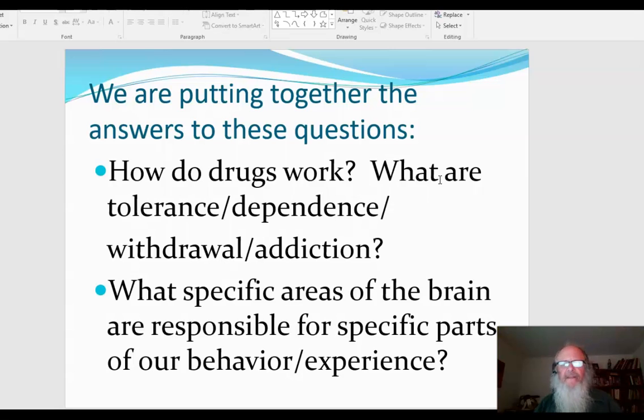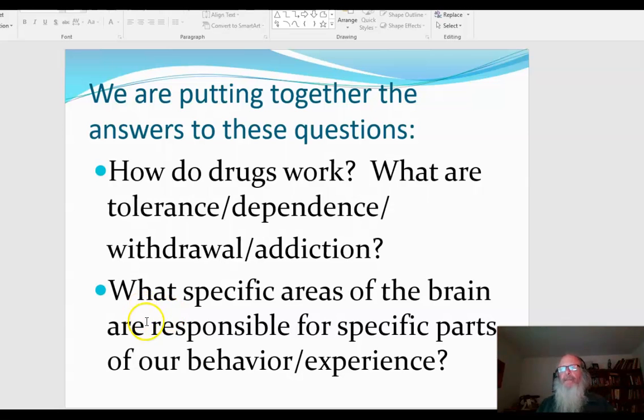Whether this is something that is given by prescription or something that is a drug of recreation or abuse that's acquired outside of a normal prescription process. How do they work? And then in terms of how they work on us, what are tolerance, dependence, withdrawal, and addiction? And then a separate question, but one that we've been addressing through the entire semester, what specific areas of the brain are responsible for specific parts of our behavior and experience?